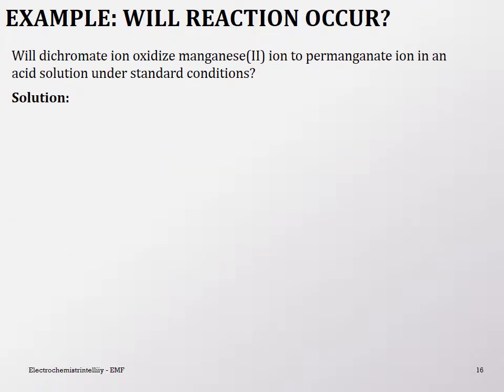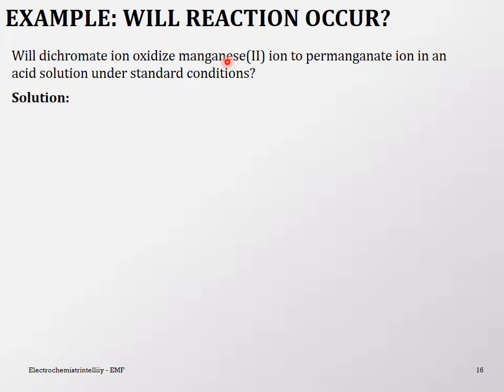Let's look at a question now where we're asked whether a reaction is going to occur or not. So the question is, will dichromate ion oxidize manganese 2 ion to permanganate ion in an acidic solution? The question is very specific. It's not asking about whether manganese will oxidize dichromate. No, it's asking whether dichromate is going to oxidize the manganese ion.